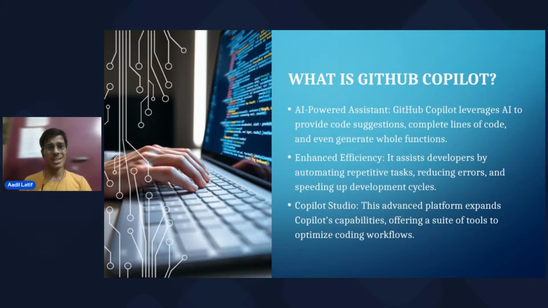The second thing is that it enhances our efficiency. It assists us by automating repetitive tasks. If we are using a function in automation, it will help in automating our tasks. It will also reduce our errors, meaning how we can reduce errors in our code. If we are using code, GitHub Copilot also helps us see and debug it.